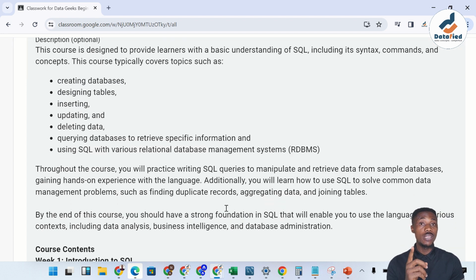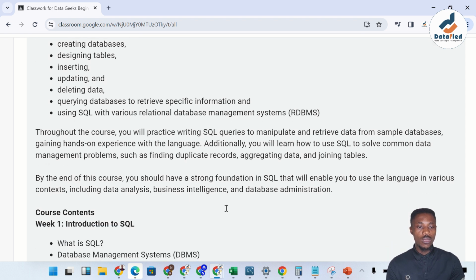Okay, specifically we shall be focusing on two relational database management systems. One is serverless and the other one is a server-client relational database management system. Okay, so throughout this course you get set to practice writing SQL queries to manipulate and retrieve data from sample databases. You have to gain a lot of hands-on experience with this language, because as a data analyst you should be highly skilled with the SQL language.